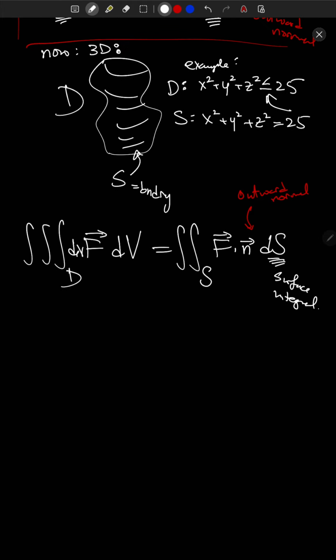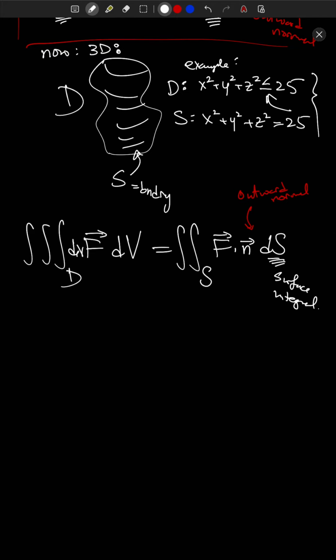Right? Which makes sense because, again, in our mini example, our S was the surface of the sphere, x squared plus y squared plus z squared equals 25. So for example, if we were to do this calculation on this mini example here, on the left-hand side, we would be calculating a triple integral of the region inside a ball of radius 5.